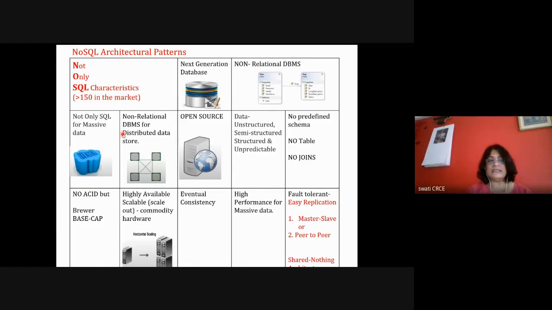And as it is a big amount of data, it is a distributed data store. Data store is distributed. Your data is not residing on one machine. So if your big data is distributed, the non-relational database management system is nothing but NoSQL for this distributed data store. So in one line, you can remember it is a next generation database, and it is a non-relational database management system for distributed data stores.